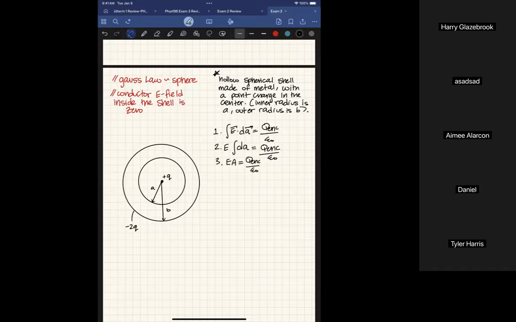And again, all this just comes from electric flux. So that's electric field. That's the area of our surface. And that's just our electric flux right there. Okay.